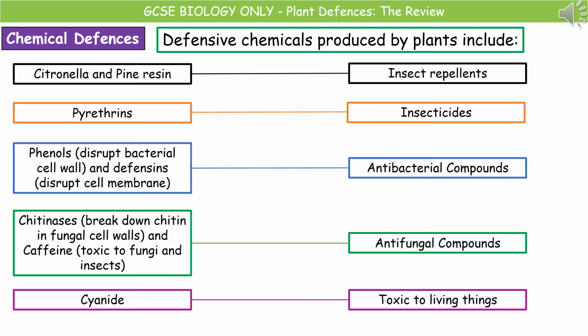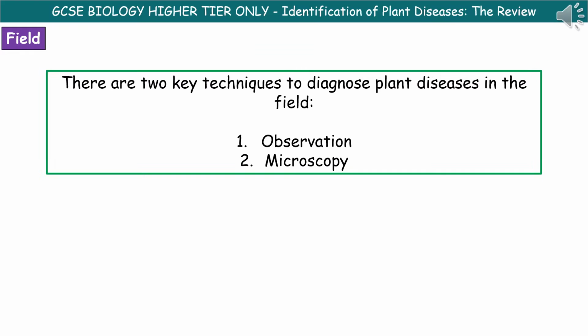Chitinases break down the chitin in fungal cell walls, and caffeine is toxic to fungi and insects, so those two fall under the category of antifungal compounds working against fungal diseases. And finally, cyanide is just toxic to any living thing at all, so just something that's going to kill off anything that comes into contact with it.